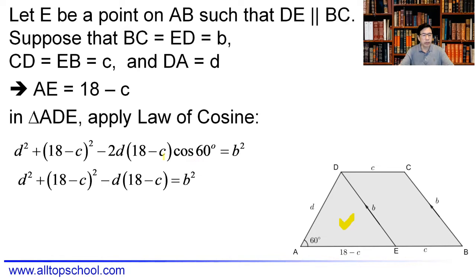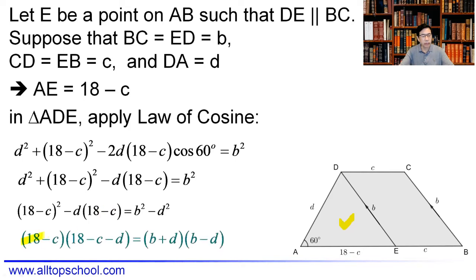Then we simplify this. Cosine 60 degrees is 1/2, so multiplying by 2 cancels, and we get D times (18 minus C). Let's go further: I'm going to move the D squared to the other side and we get B squared minus D squared. On the left-hand side, 18 minus C is the common factor, so we take it out and get (18 minus C) times (18 minus C minus D). The right side is (B plus D)(B minus D). This makes it a linear form.